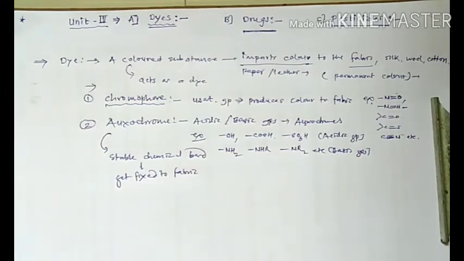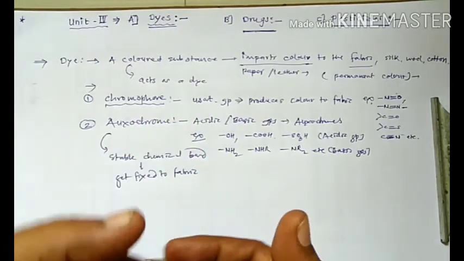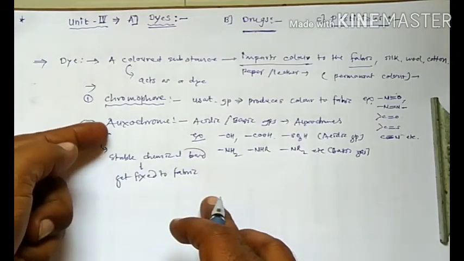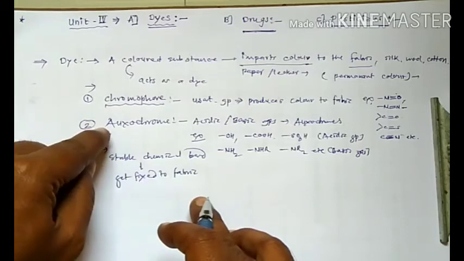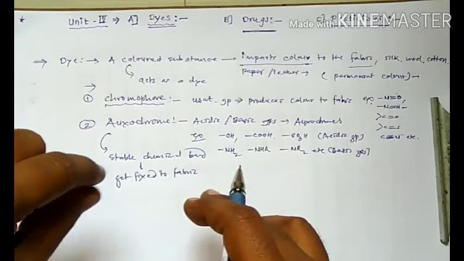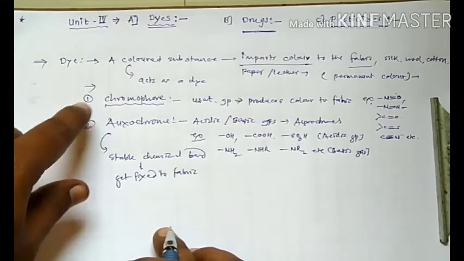So how is color imparted to the fabric? There must be a chromophore and an oxochrome. The chromophore produces color on the fabric, and it gets fixed by stable chemical bond formation by the oxochrome. So for any colored substance to act as a dye, it must contain a chromophore and an oxochrome.